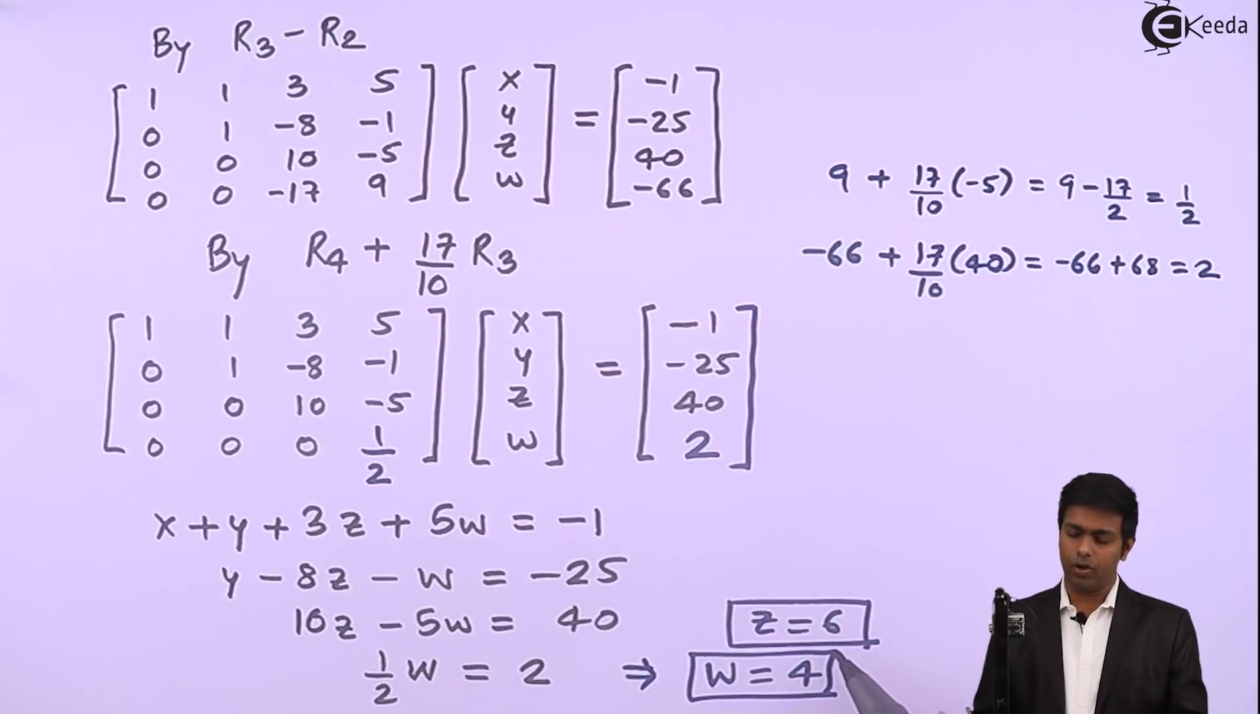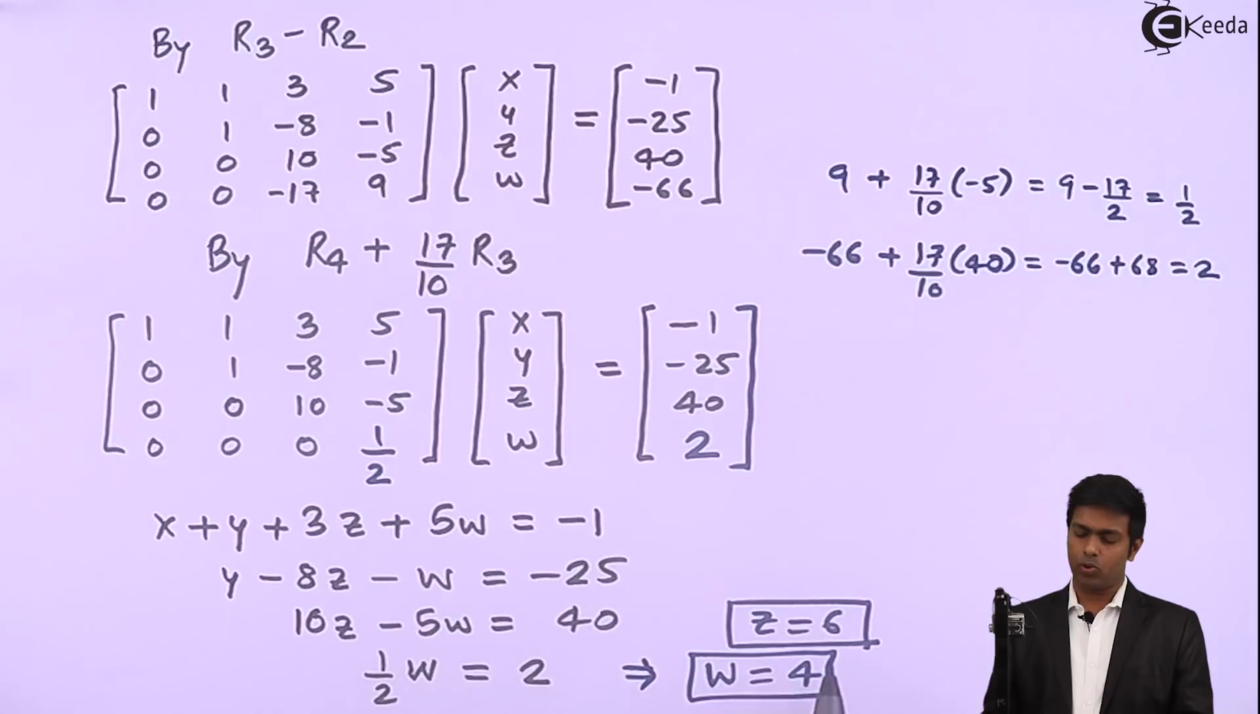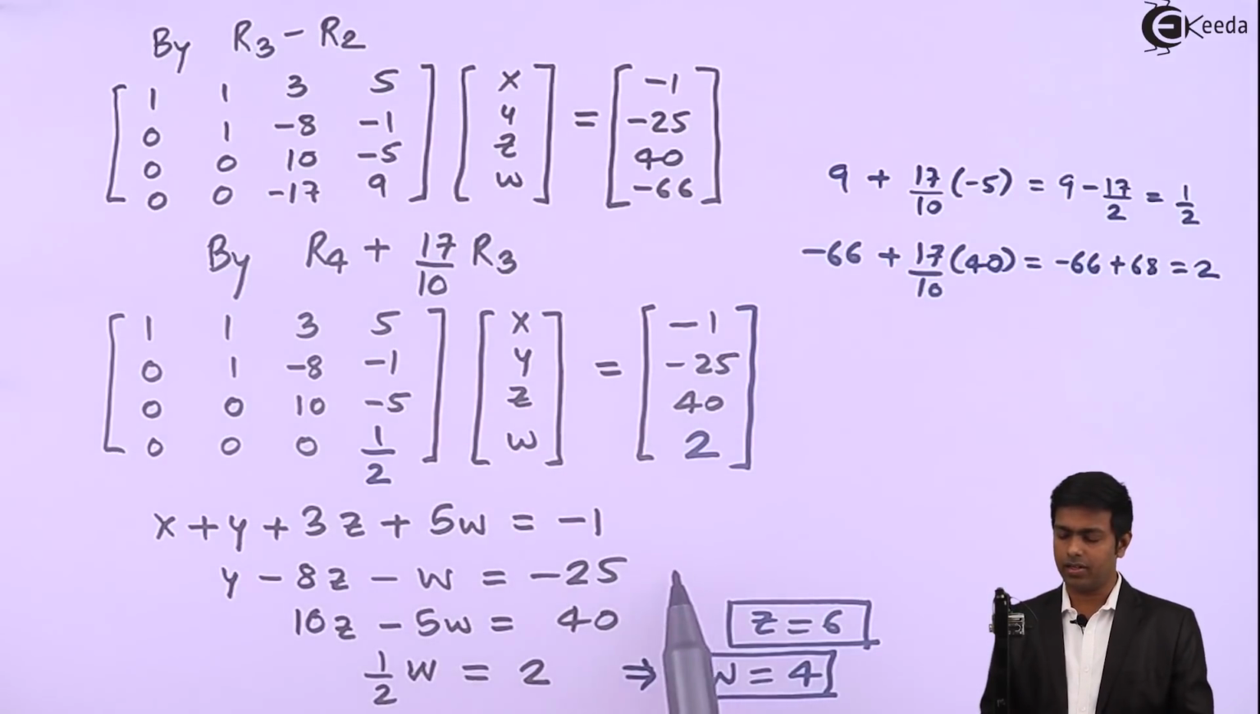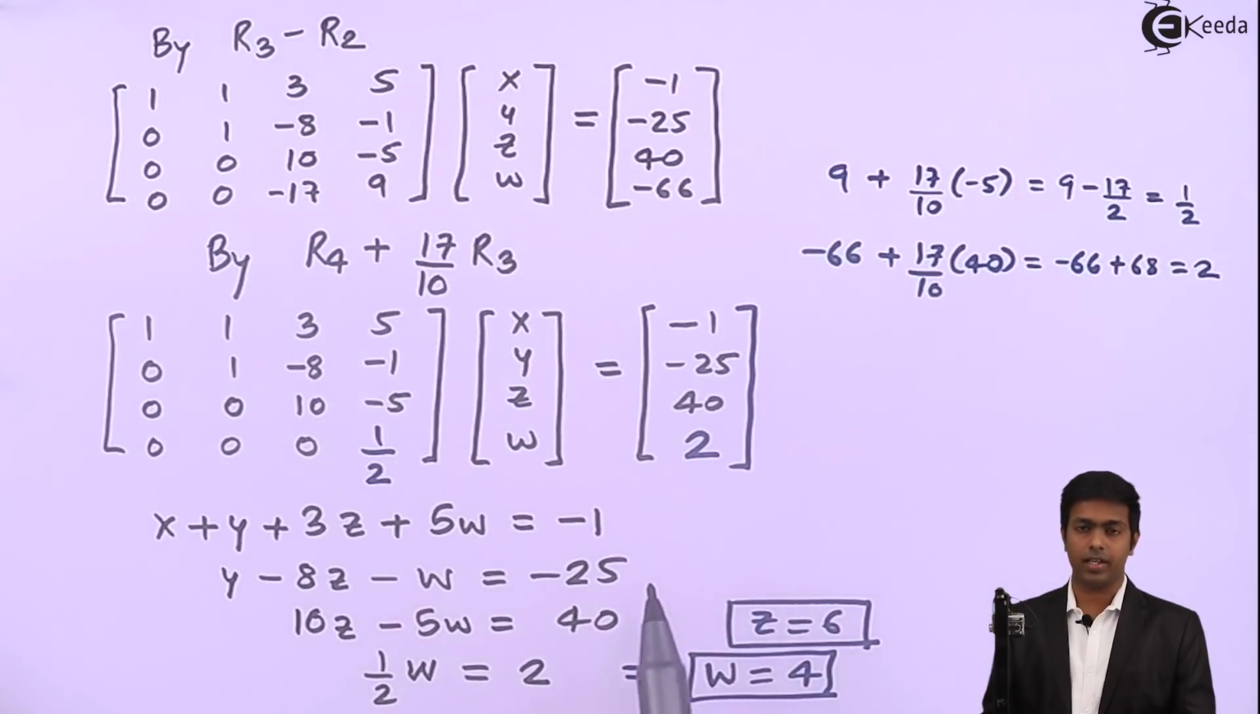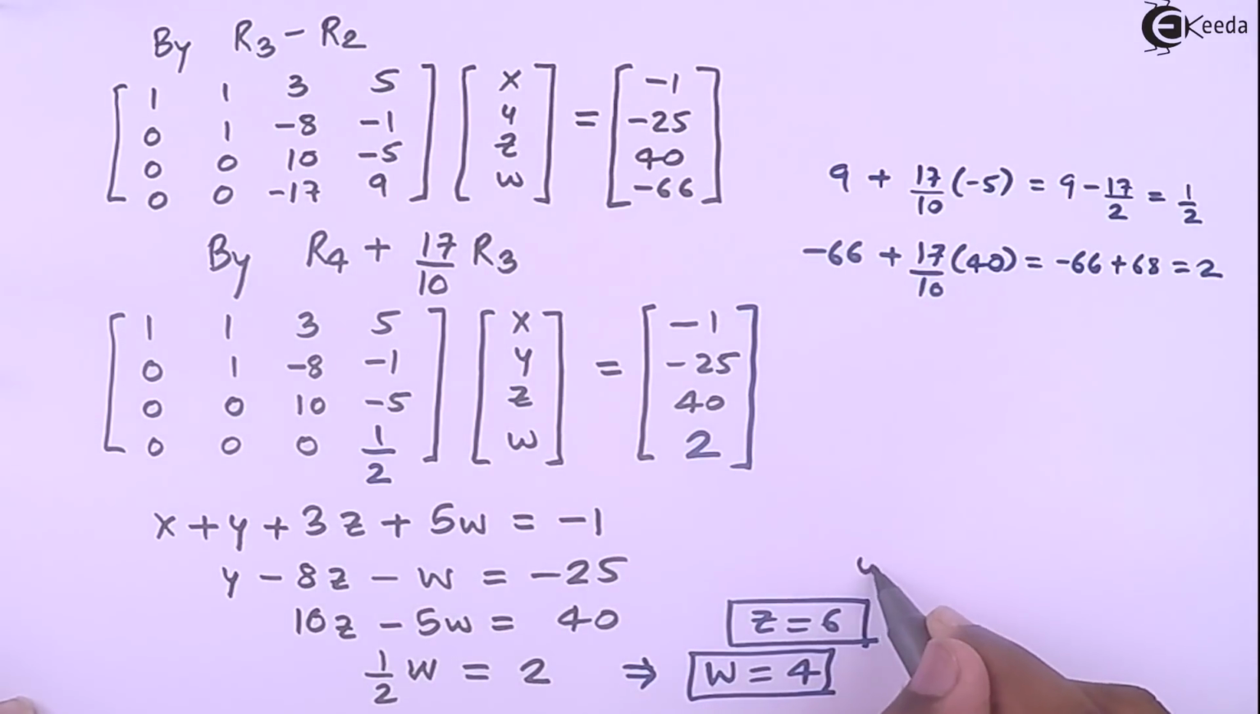Now we'll put this value of z and w in above equation. So here we will get minus 8 into 6, that is minus 48, w here, so this is minus 4. So minus 48 minus 4 is minus 52. If we'll send it here, that will become plus 52, and that is nothing but 27. So we get value of y as 27.